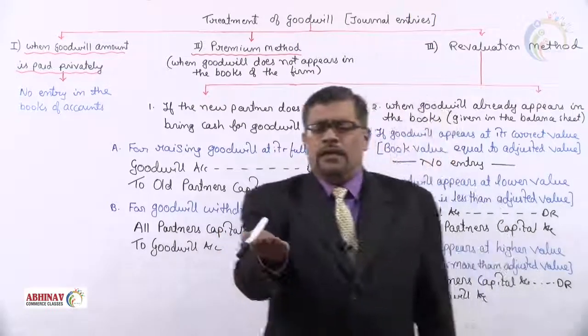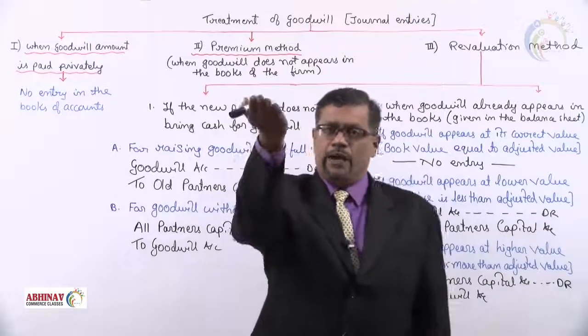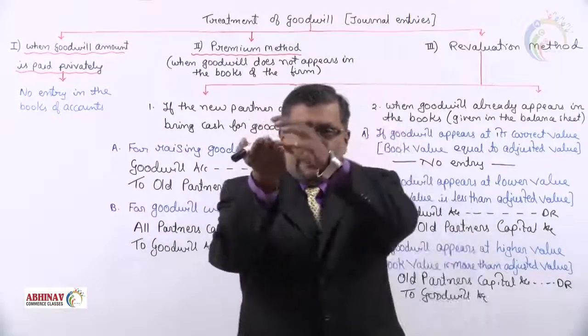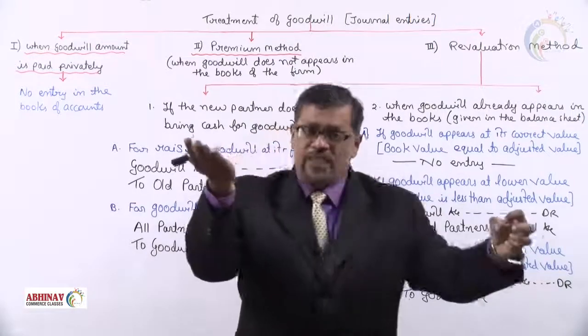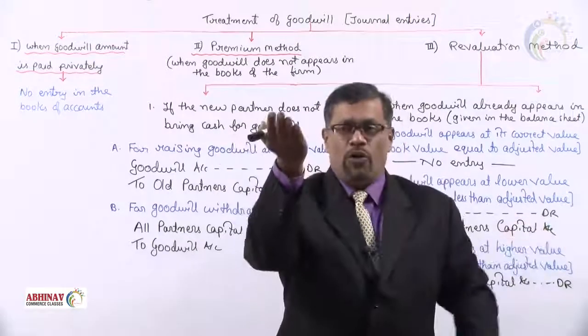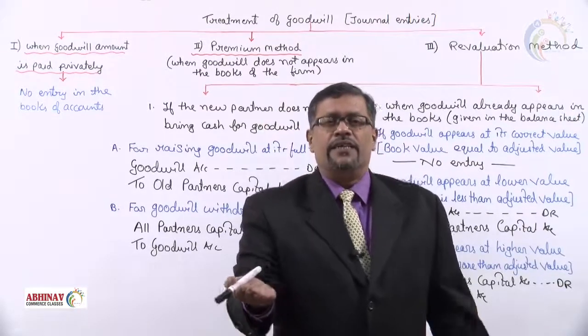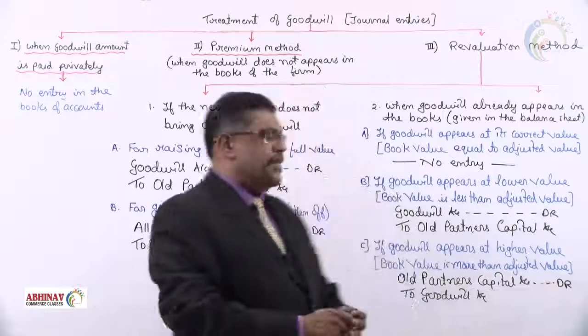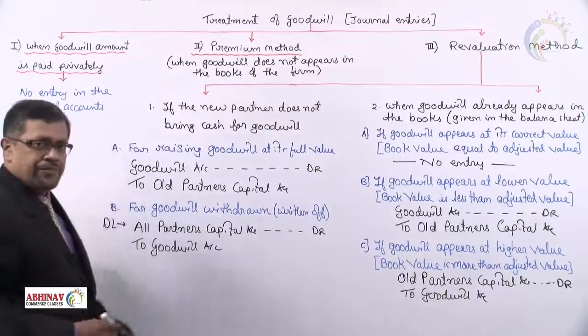Now, goodwill, here we have already transferred to the capital account. So the capital account has already been increased. From that increased capital account, all partners withdraw goodwill. When they withdraw goodwill, the capital account will decrease. Decrease in capital is decrease in liability. Decrease in liability, we debit.